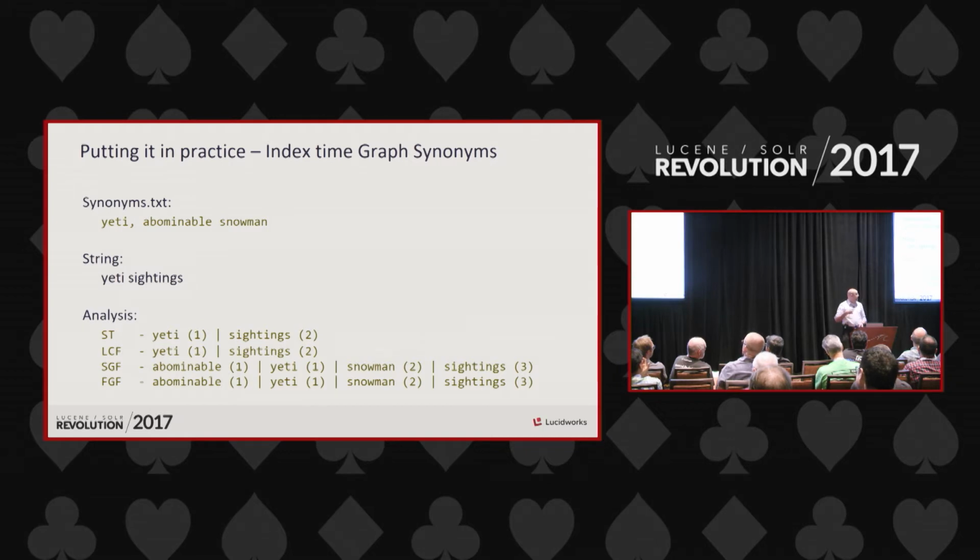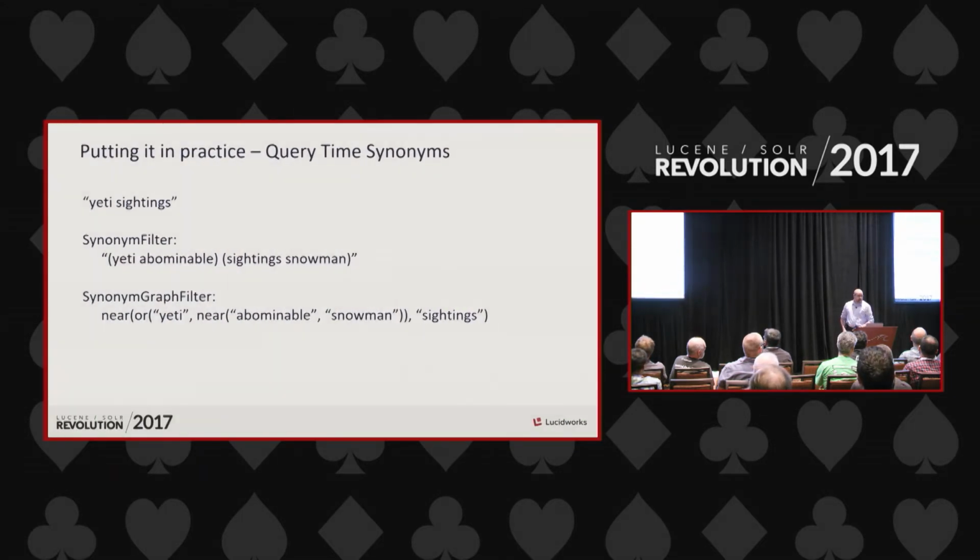Okay, so we're seeing that positional awareness come in, but it's still not quite right. Because if I do a phrase query for abominable snowman sightings, that's going to work. But now I've broken that search for Yeti sightings because Yeti and sightings are no longer adjacent to each other. On the query side, though, the story gets a little bit better. And a little bit worse if you're still on something before Solr 6.4.1.